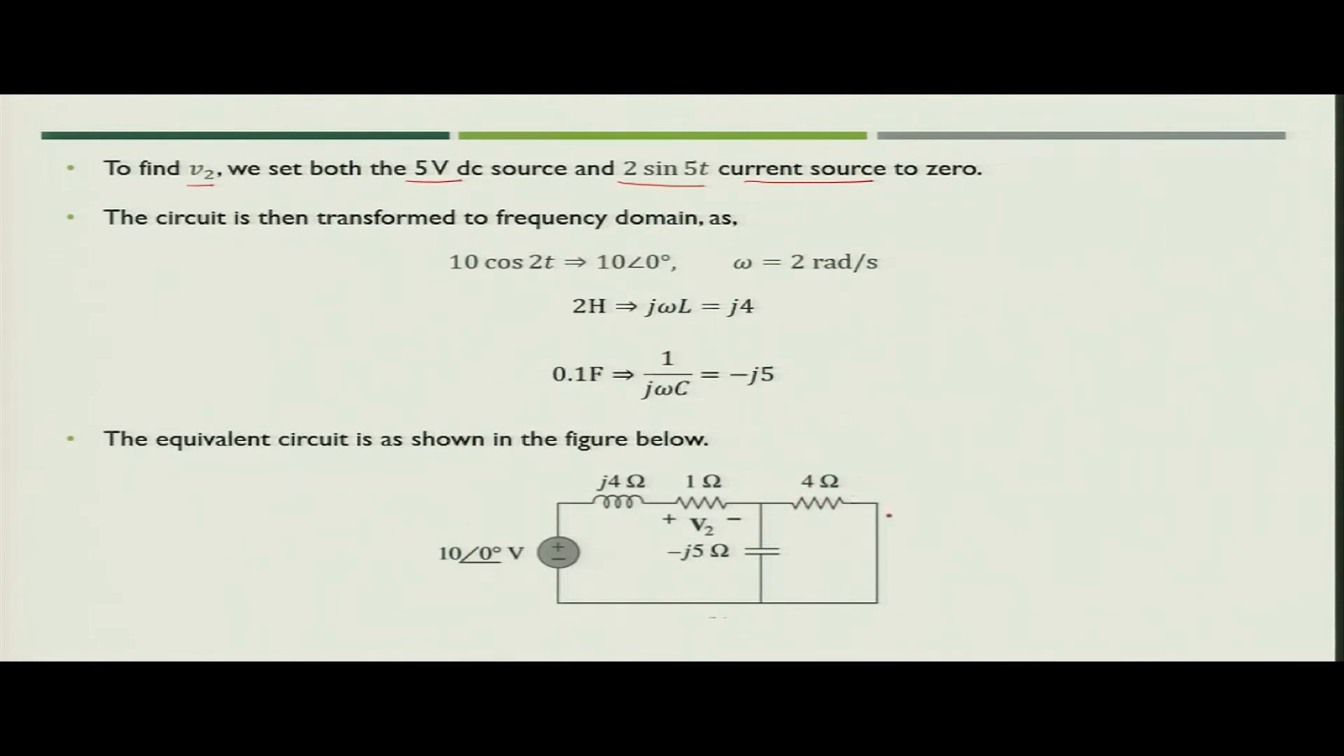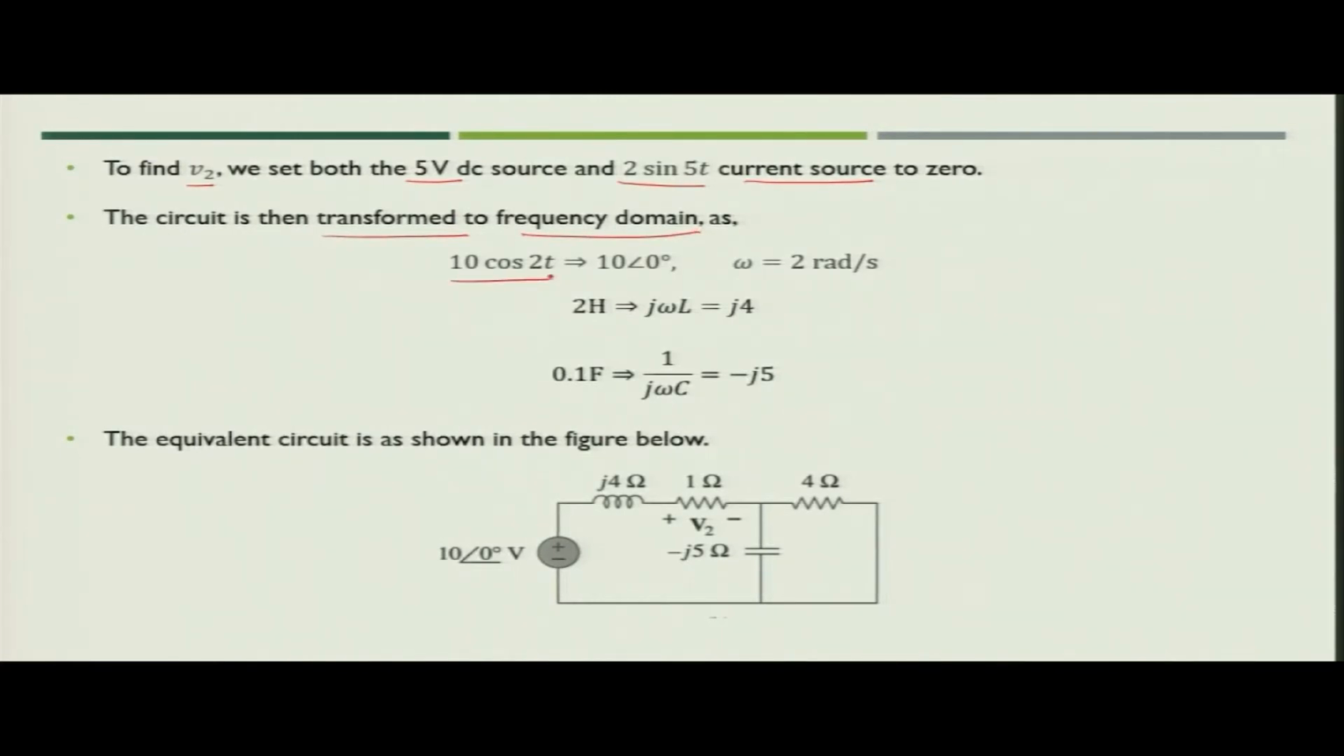You will have 4 ohm resistance in parallel with now the capacitor, and the inductor and resistance will be in series, that is 1 ohm resistance in series with the inductance. So, the next task what we have to do, if you remember, in case of the nodal and mesh analysis, we discussed that first the elements need to be converted into frequency domain. So, to analyze this particular circuit, we will first transform the circuit into frequency domain.